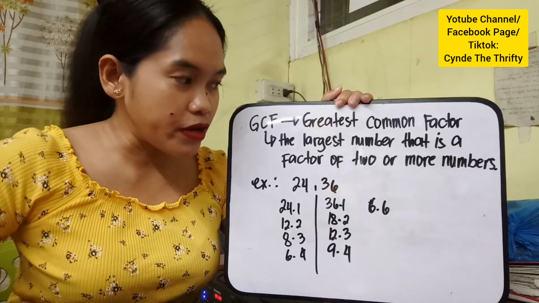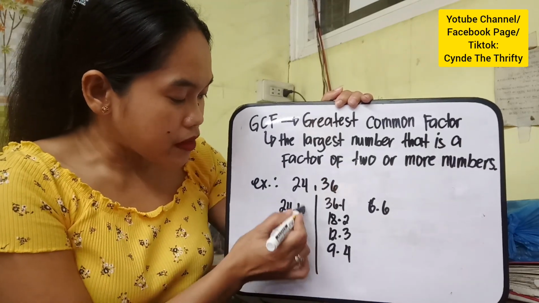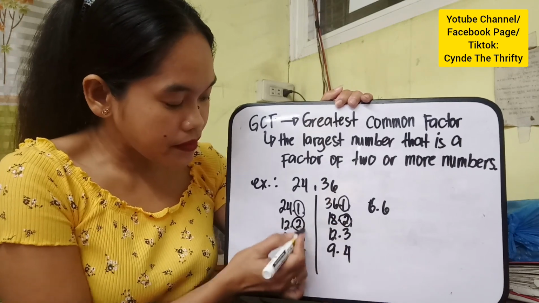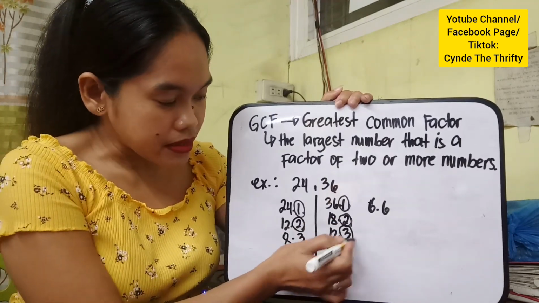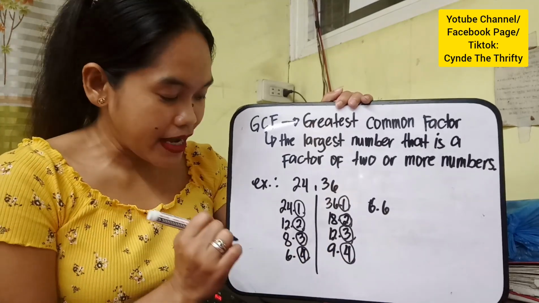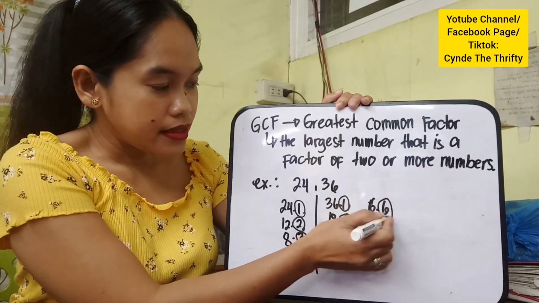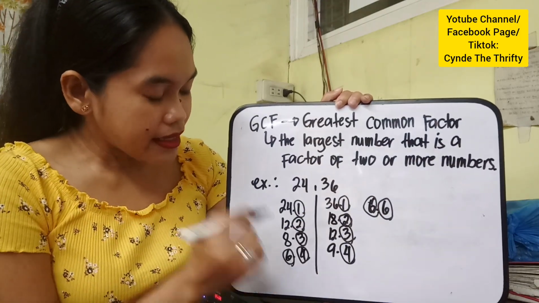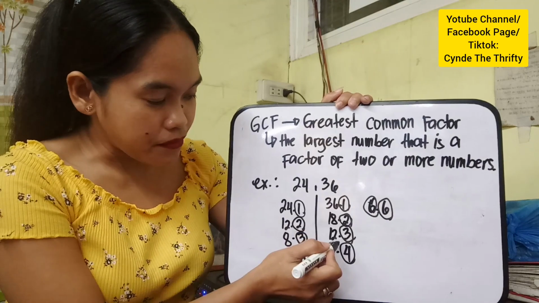So, saan yung greatest common factor nila? So, meron silang magkapareho na 1, pagkatapos magkapareho din sila sa 2, magkapareho sila sa 3, tapos 4. Meron bang 5? Walang 5. Meron bang 6? Meron. So 6. Magkapareho sila. 7. Wala. 8. Wala din. 9, 10, 11. Wala. 12. Meron.